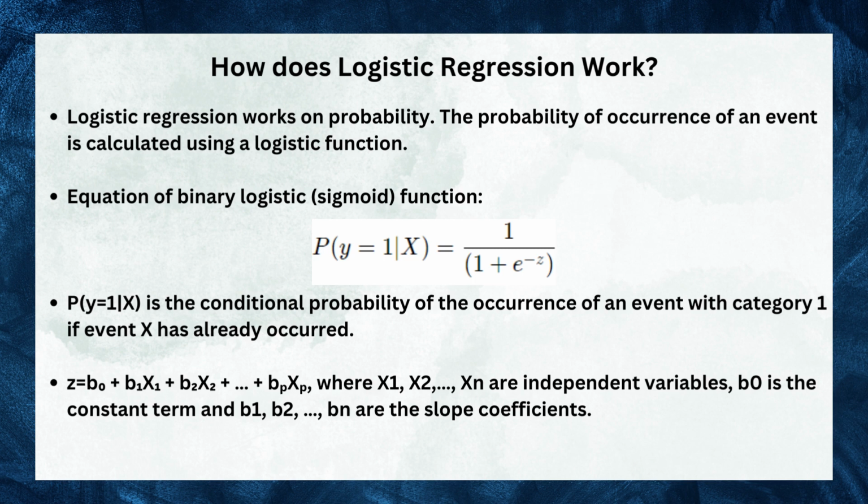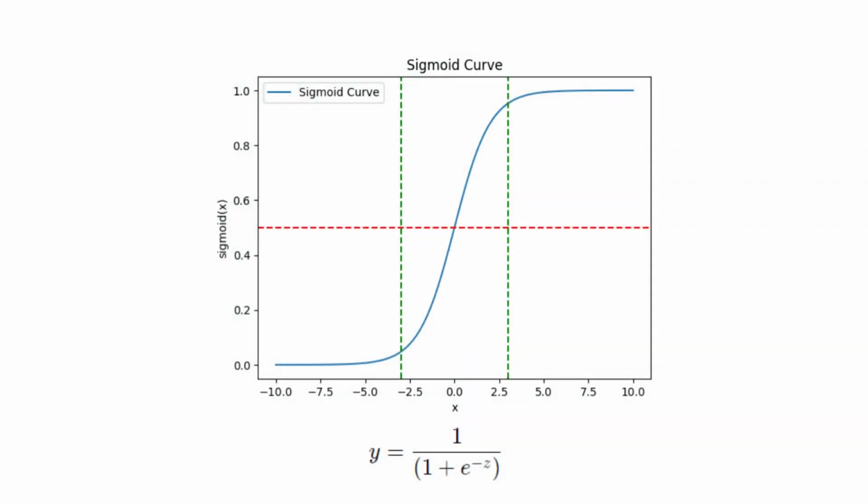Here, e is the base of the natural logarithm and P of y equals 1 given x represents the probability of the occurrence of the event with category 1 given the input variable x. And z is the linear combination of the input variables weighted by coefficients. This is the logistic or sigmoid function. The sigmoid function has an S-shaped curve that allows us to squeeze any real valued number into the range 0 to 1. So we reduce the value of z to a probability using the logistic function.